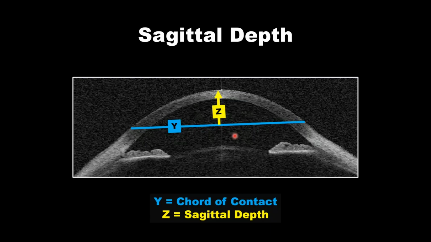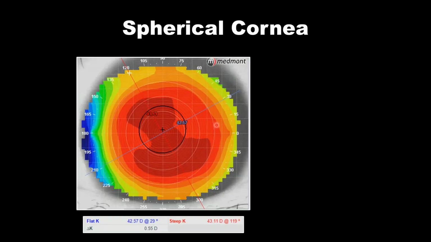So let's measure sagittal depth. And of course, what is sagittal depth? That's taking a chord of contact across the cornea, or for a scleral lens, across the conjunctiva and the sclera, then measuring from that chord of measure to the peak of the eye. So Z is how high is the elevation of this patient. Now let's do that measurement across the flat meridian and across the steep meridian. This eye measures a height of 1,501 microns this way, 1,509 microns this way.